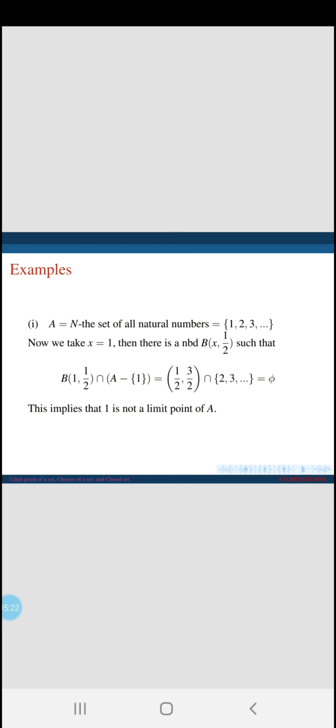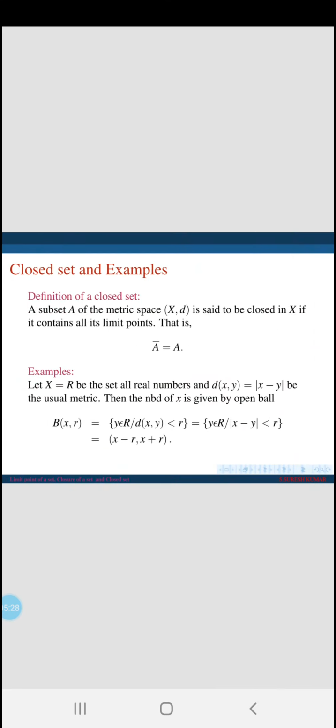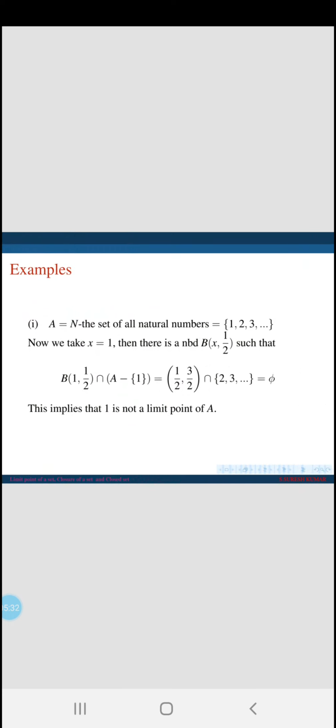Here B(1, 1/2) is equal to, by using the definition, (x minus r, x plus r) is equal to (1 minus 1/2, 1 plus 1/2), that is, the open interval (1/2, 3/2).